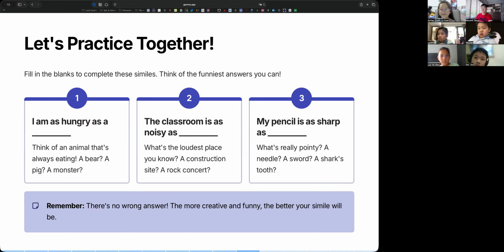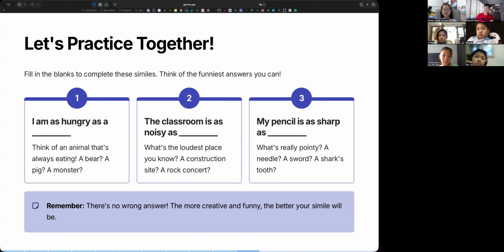The classroom is as noisy as a lion. Oh, the classroom is as noisy as a lion. Okay, in this case, I would say a lion's den. Because when you're likening a place, you want to compare it to another place. If you're likening an animal, you might want to compare it to another animal. So in this case, the classroom is as noisy as a lion's den.